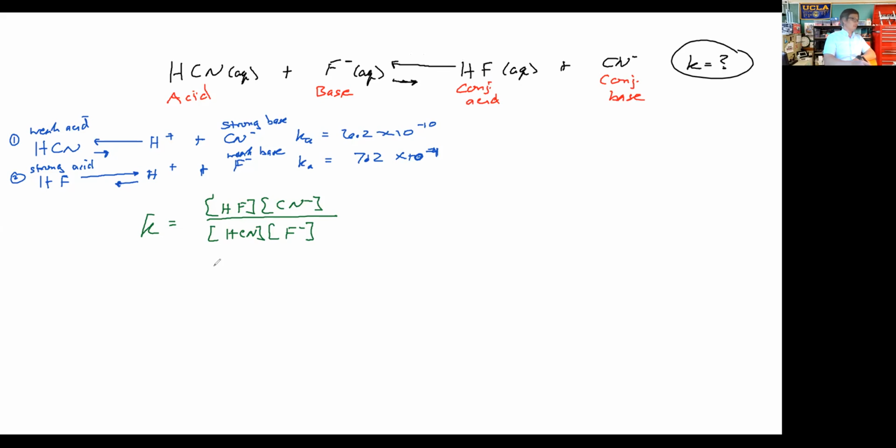And so obviously if it favors the left-hand side, K cannot be equal to 1. Now for K to be greater than 1, we have to have more product here than reactants, and we don't have that. Remember, the reaction is moving towards the left. So K can't be greater than 1. K has to be less than 1 because at equilibrium we'll have more reactant than product. So our answer is K is going to be less than 1.